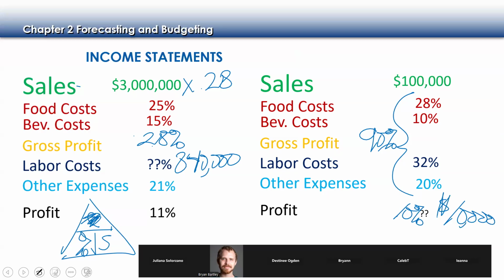Okay, so if you were given only percentages by category and they ask you for a dollar amount, we have sales as our dollar amount, we have the percentage, and we can use that triangle. Now I know we have only talked about the triangle from the perspective of food cost, but we can also do it for labor cost and other expenses.